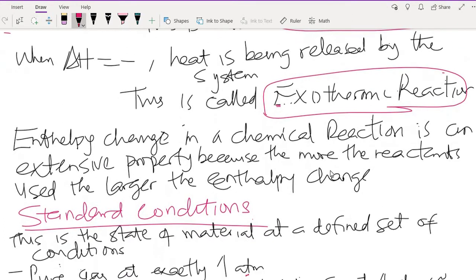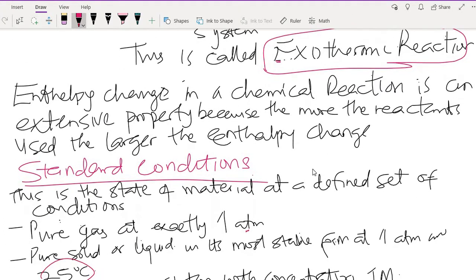Enthalpy change in a chemical reaction is an extensive property because the more the reactants used, the larger the enthalpy change.